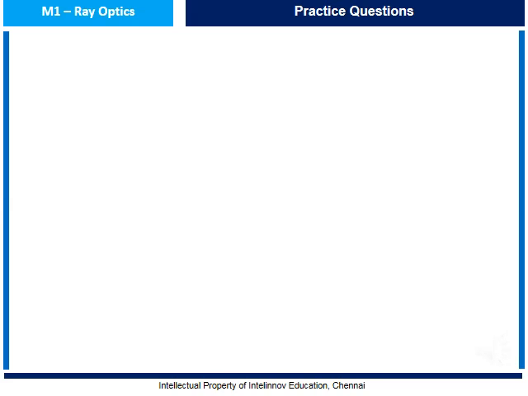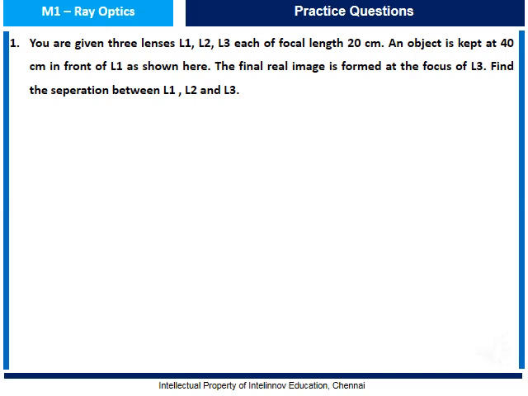Now let us get on with practice questions. Question number 1. You are given 3 lenses L1, L2, L3, each of focal length 20 cm. An object is kept at 40 cm in front of L1 as shown here. The final real image is formed at the focus of L3. Find the separation between L1, L2 and L3.